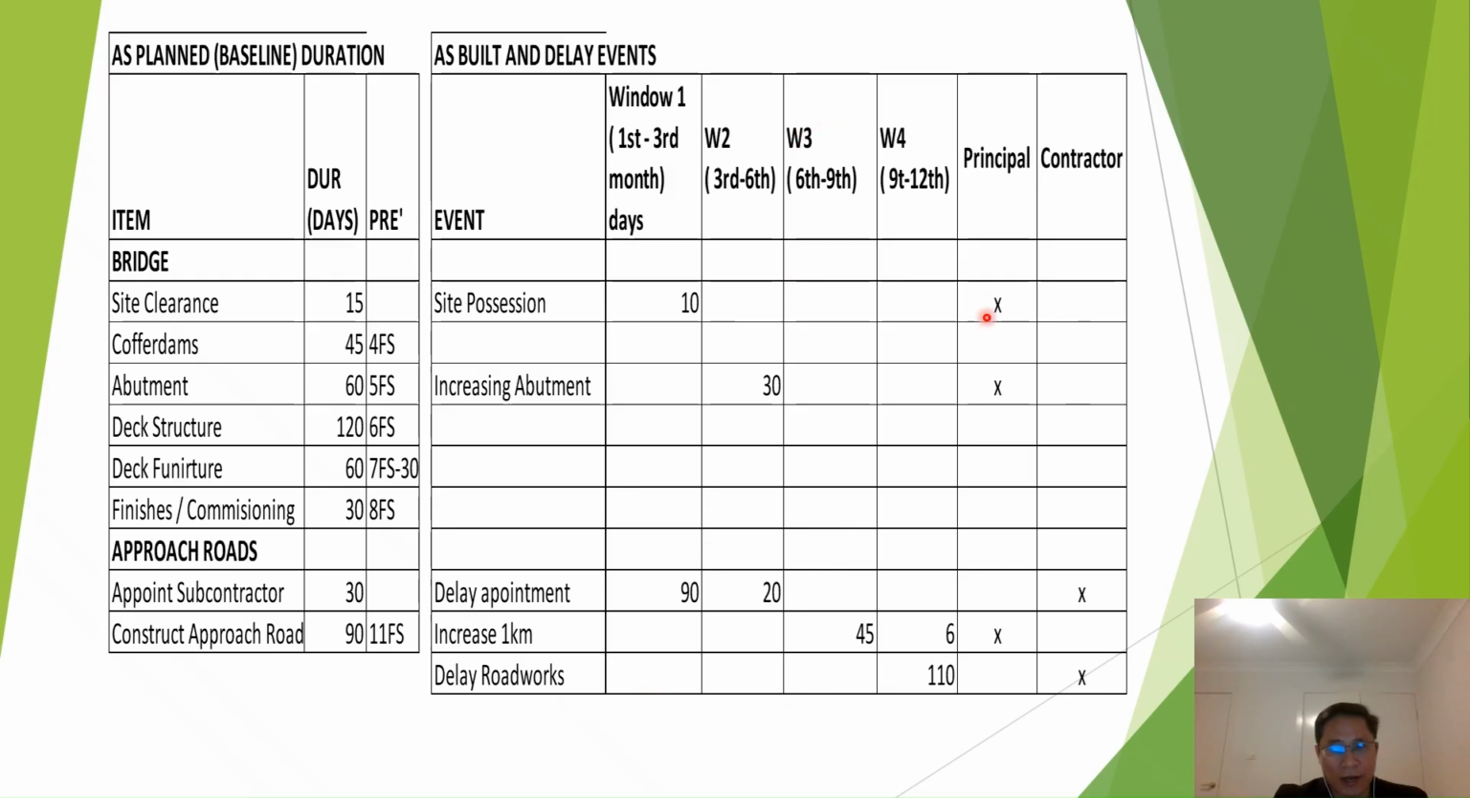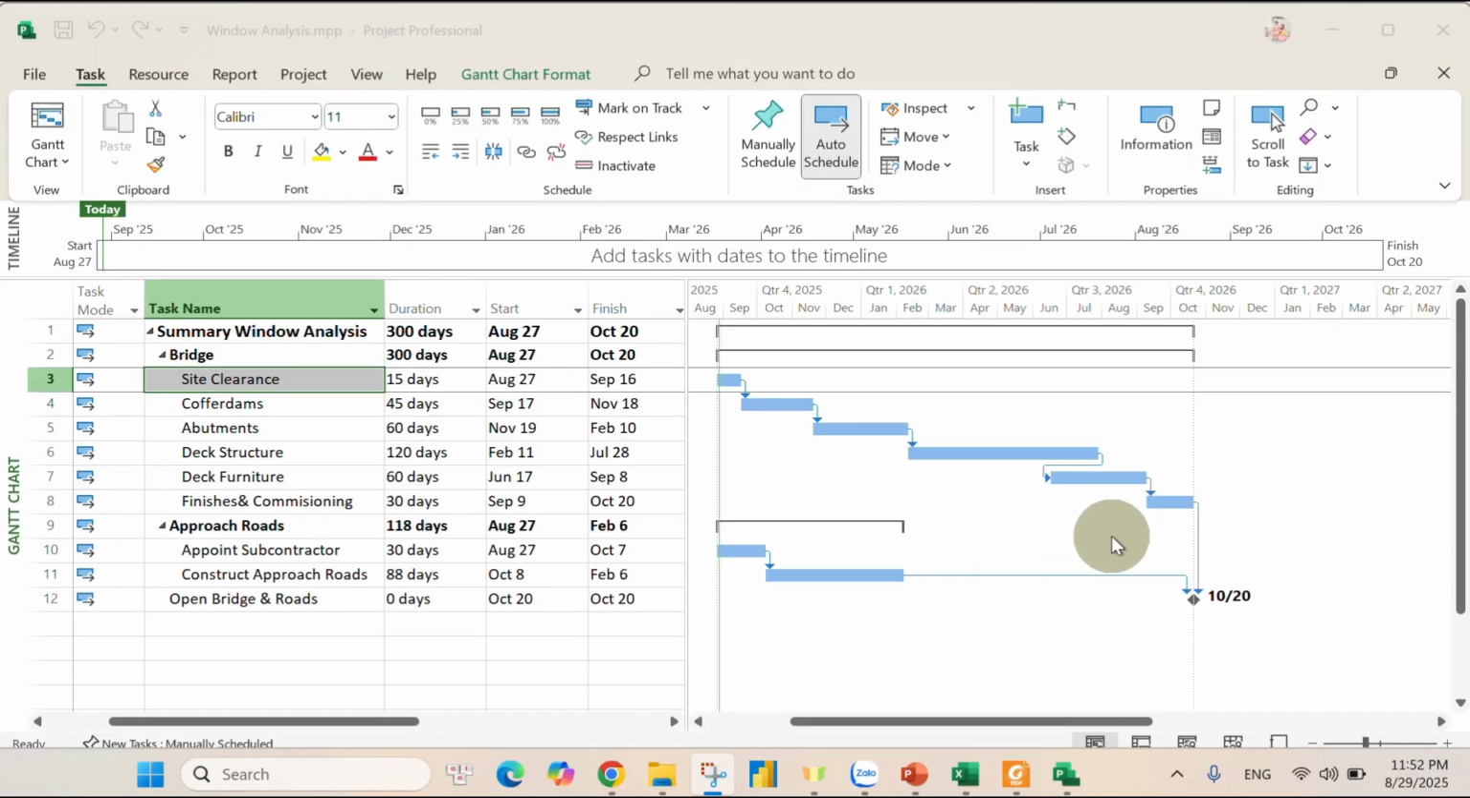And as per the SPO program, the contractor delayed over 110 days. So we will be using this information to factor in the MS Project. The information I have mentioned earlier, I already made a base plan for the project on MS Project. So you can see here the summary window analysis.